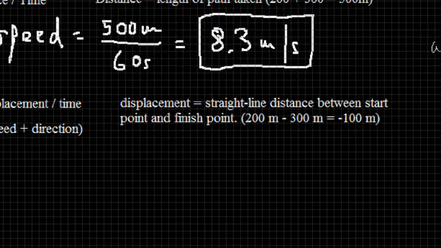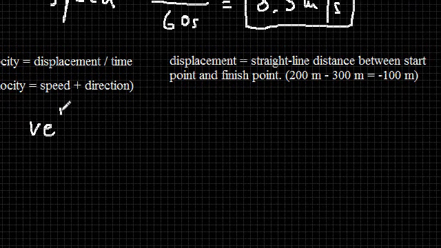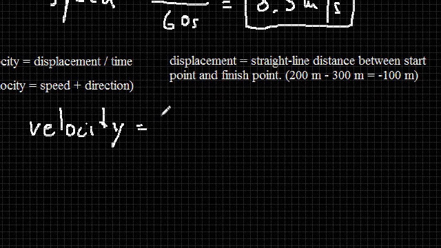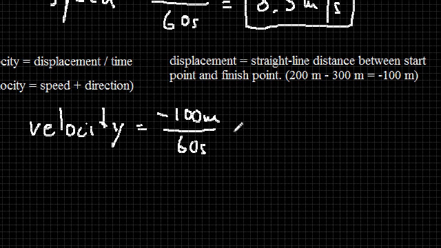So now if we put all that together into the equation, okay, so let's switch to our writing mode here. And let's write that. So we'll say, now we're going to do another calculation. We'll say velocity equals displacement over time. Okay, so the displacement was negative 100 meters. And the time was still 60 seconds.